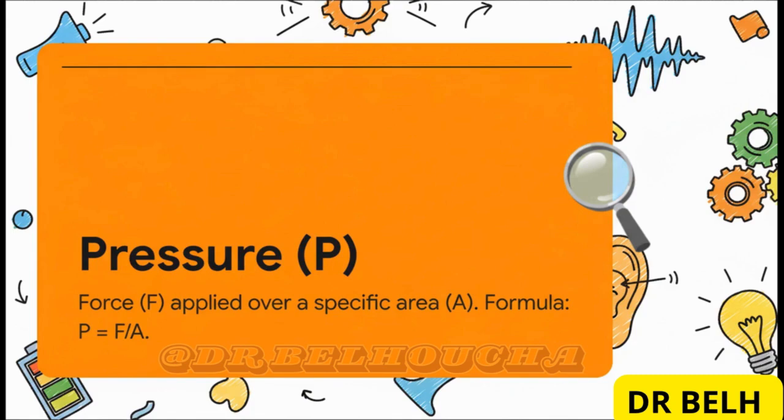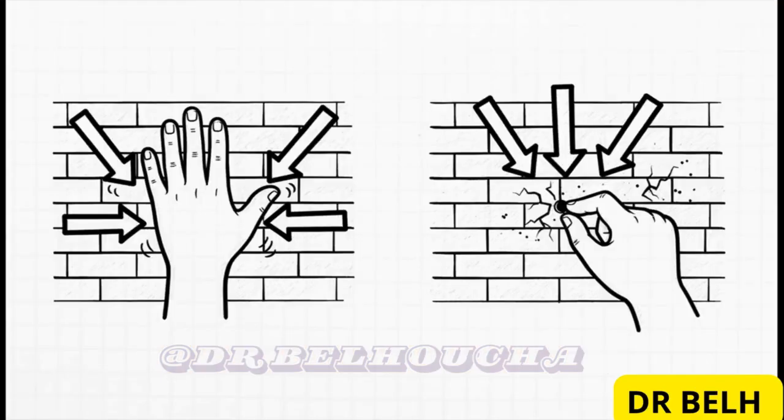The formula is super simple, right? Pressure is just force divided by area. So if you take a whole lot of force and you focus it on one tiny little area, you get a ton of pressure. And this is the perfect way to think about it.